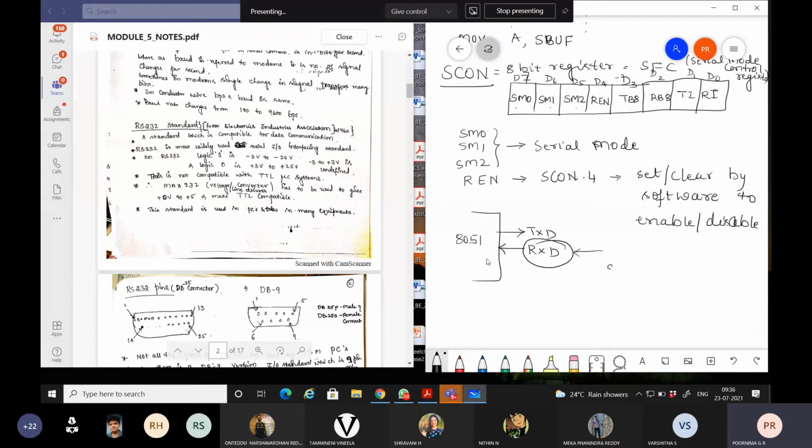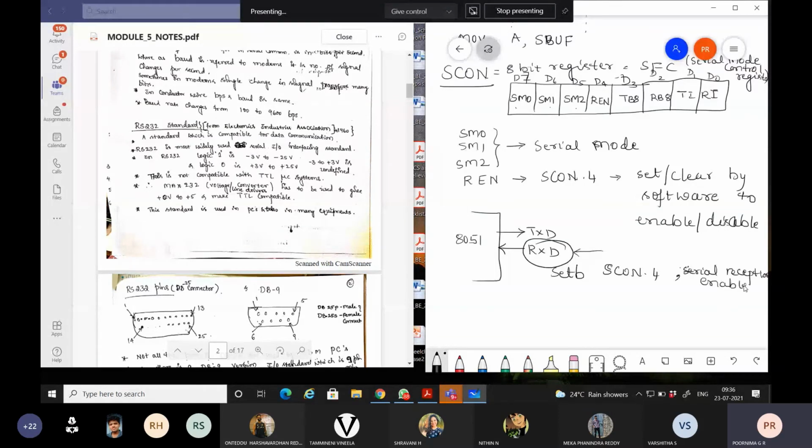So this is SCON first, SCON.4. If it is set with SETB, this is only a single bit. Set SCON.4 means serial reception is enabled. Serial reception of data is enabled.